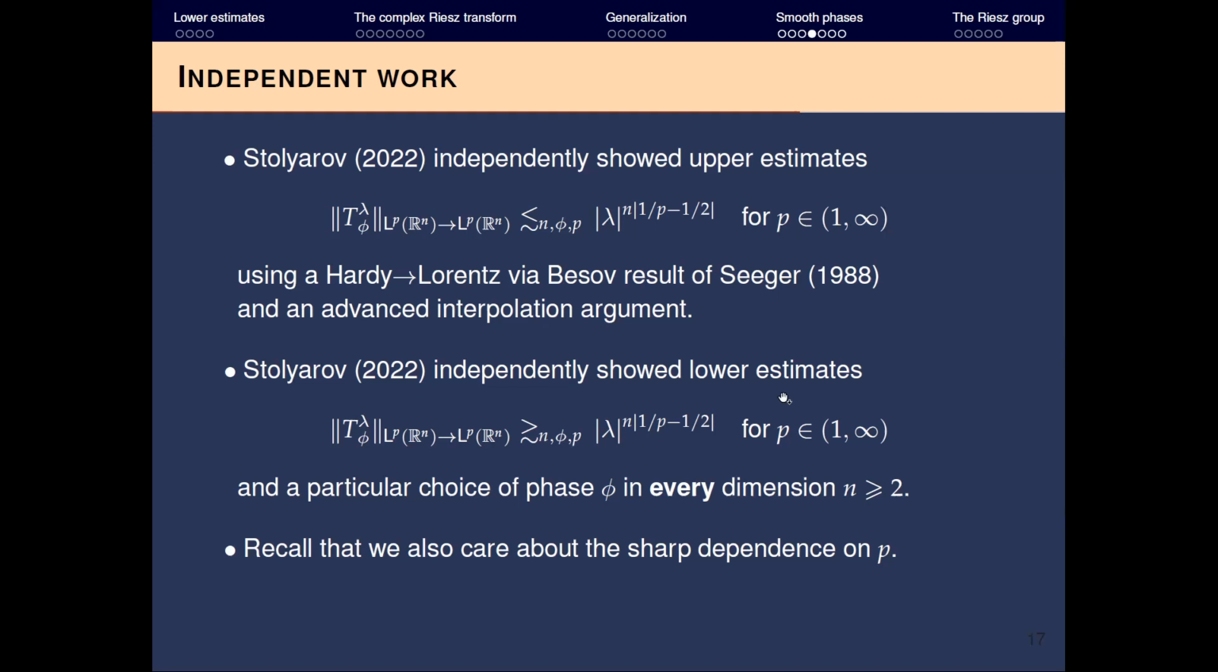He also proves lower estimates in all dimensions. But one more time, it's actually not really clear if we can anyhow use his ideas to obtain estimates that are sharp in the exponent P. So his proof seems to be more efficient regarding the dimensions, but misses the sharp asymptotics in P.